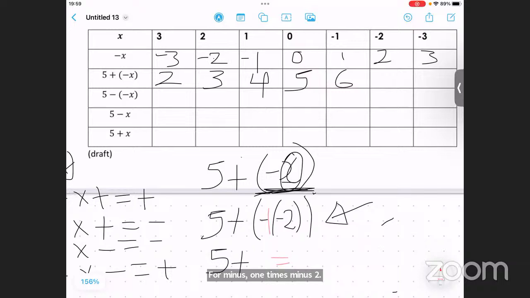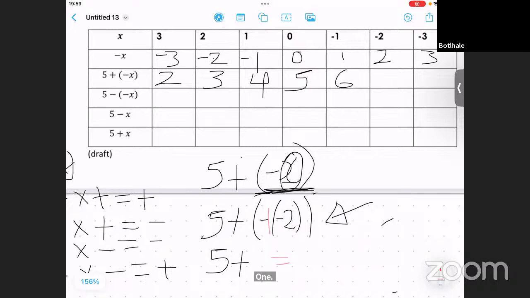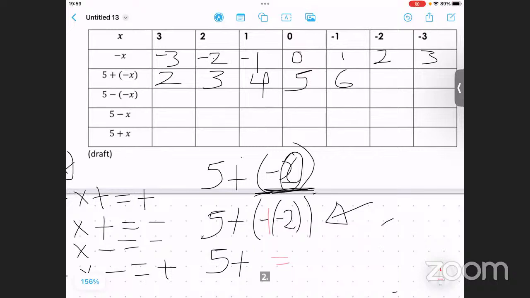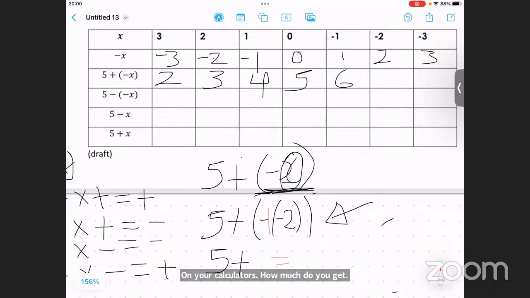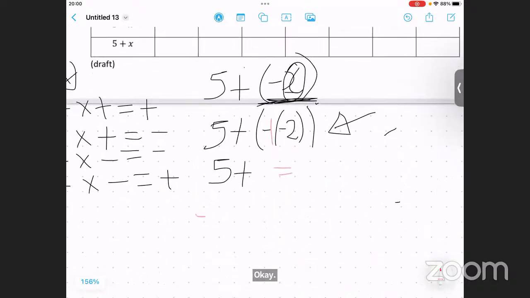Are you using your calculators? Make sure you use your calculators. So it's -1 times -2. On your calculators, how much do you get? No, sorry, I was just repeating the question. Guys, on your calculators, say -1 times -2. How much are you getting? 2.